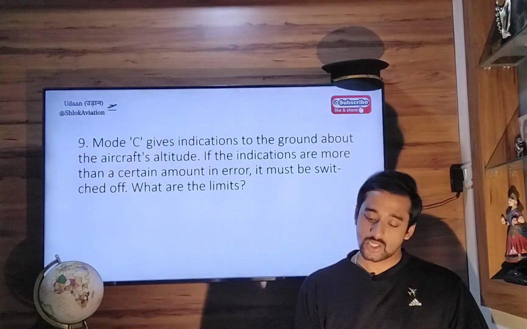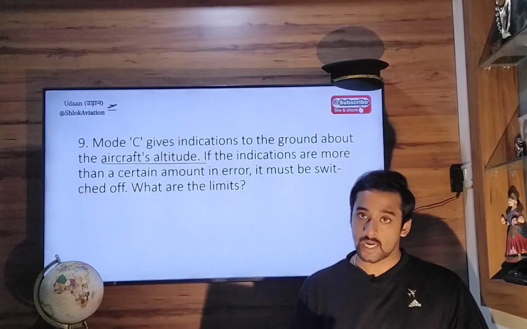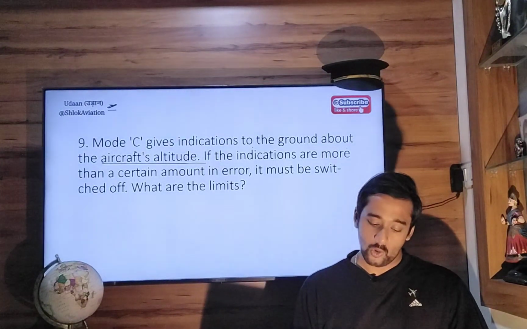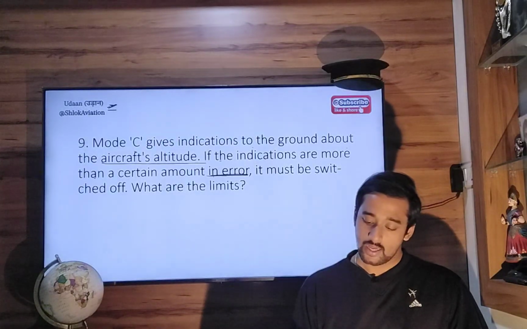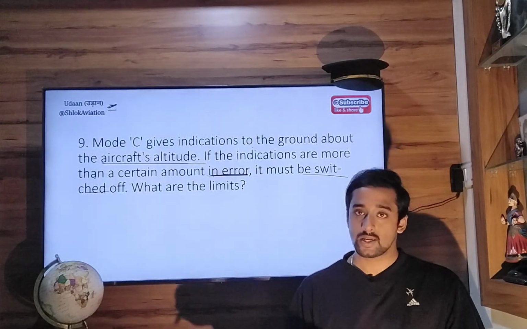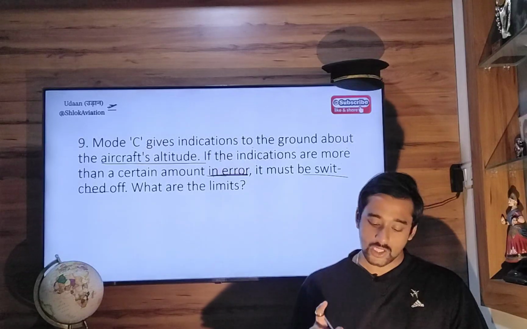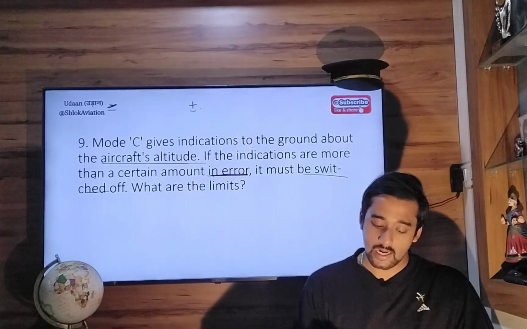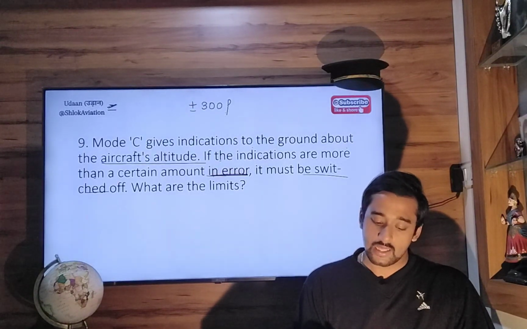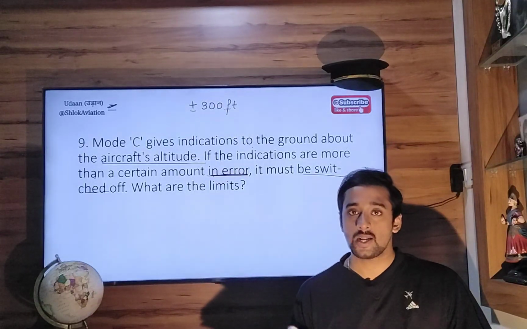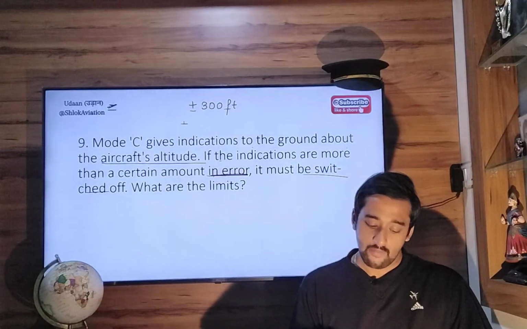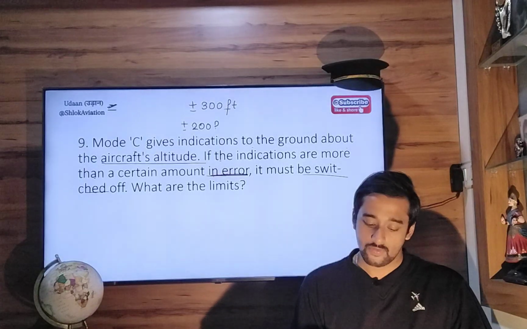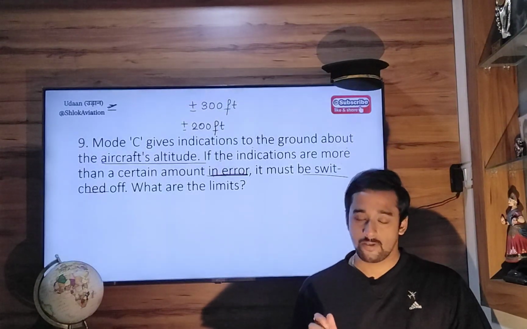Mode C gives indications to the ground about the aircraft's altitude. If the indications are more than a certain amount in error, it must be switched off. What are the limits? Remember, in Oxford it is given plus minus 300 feet. In this particular book, Ground Studies for Pilots by R.B. Underdown, it is given plus minus 200 feet. In the exam, select 300 feet.